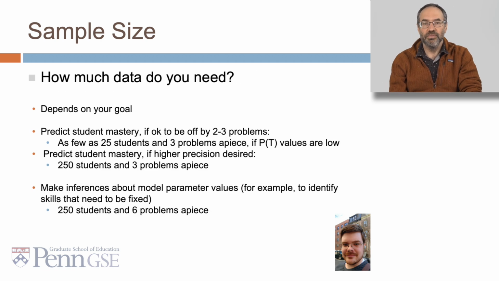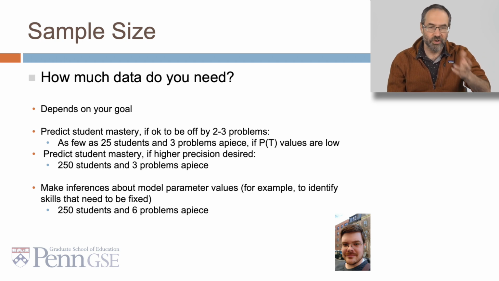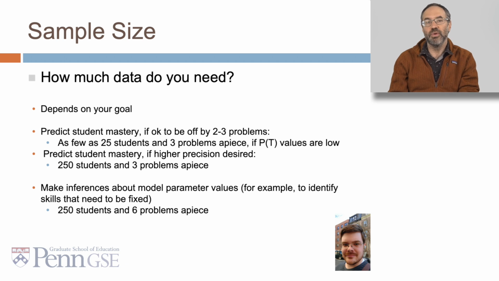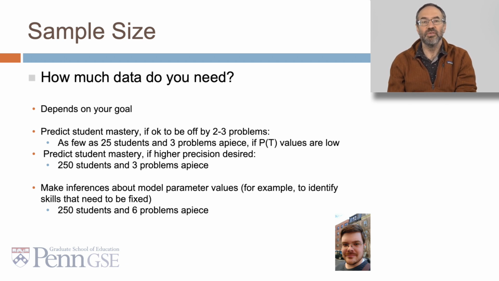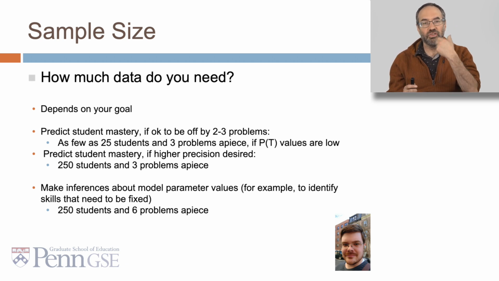So how much data do you need? It depends on your goal. In this paper we found that if you're predicting student mastery and you're okay being off by 2 or 3 problems, that is, you assess mastery, like say 2 problems too early or 2 problems too late, then you can get away with as few as 25 students and 3 problems apiece if PFT values are low. That's a tiny amount of data. By contrast, if you want high precision for predicting student mastery, you might need as many as 250 students, but you can still get away with 3 problems apiece. However, if you want to make inferences about model parameter values, for example, to identify skills that need to be fixed, you need still 250 students, but 6 problems apiece, a lot more data.